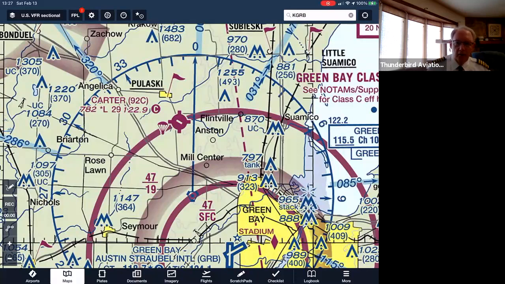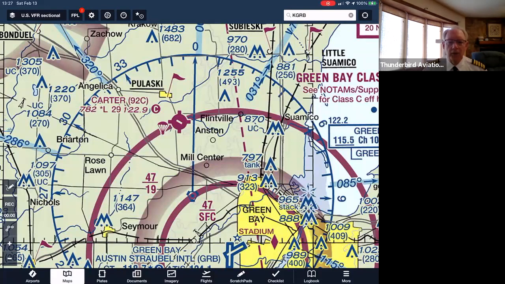We're out there flying in towards Carter to fly over Seymour, but now we're at 6,500 feet. Do we have to talk to anybody before we cross that outer ring? And the answer is no, because now we're above 4,700 feet, so we don't have to talk to Green Bay Approach. But because that tube exists above the 10-mile ring all the way up to 10,000 feet, we'll need to have a transponder with Mode C in our airplane in order to be able to fly the route we were talking about over this situation here.